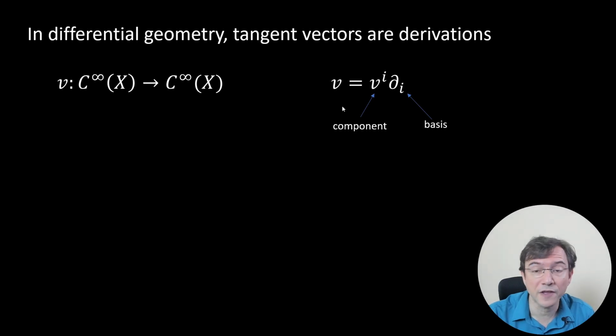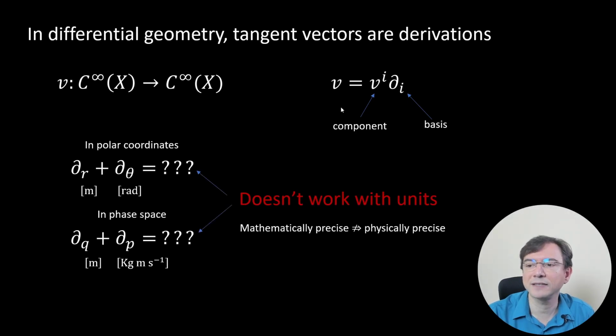Now, the problem with this is that if you just make a simple example here with polar coordinates, you realize that this is not going to work physically, because here you have the radius and here you have the angle. And the radius is going to be in meters, the angle is going to be in radians, and therefore this is going to be an inverse meters, this is going to be an inverse radians, and you can't sum inverse meters with inverse radians. So the units don't work.